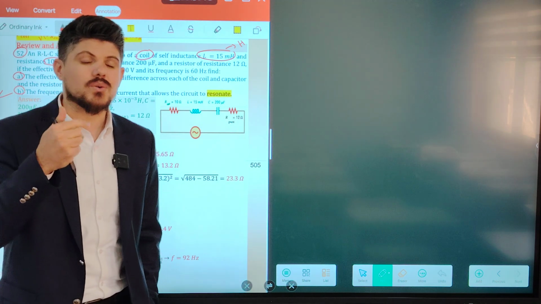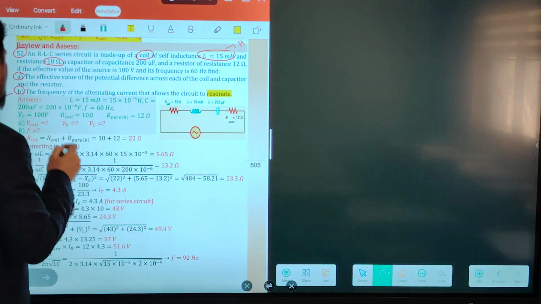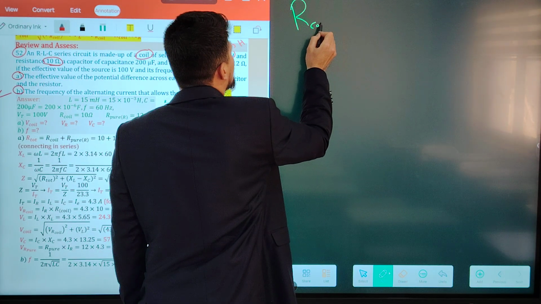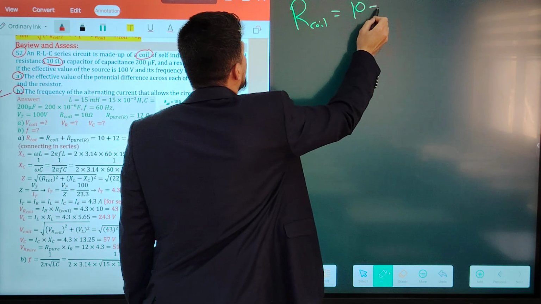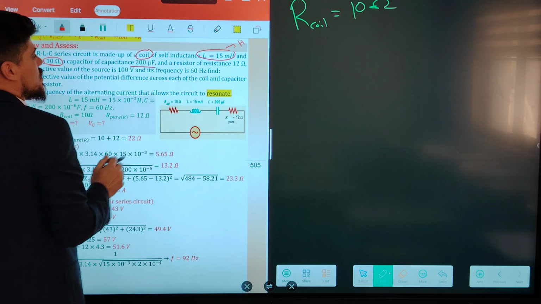The coil has both inductance, inductive impedance XL, and resistance. What is this resistance? This 10 ohm. This is the resistance of the coil. Is equal to how many ohm? 10 ohm. A capacitor of capacitance 200 microfarad.